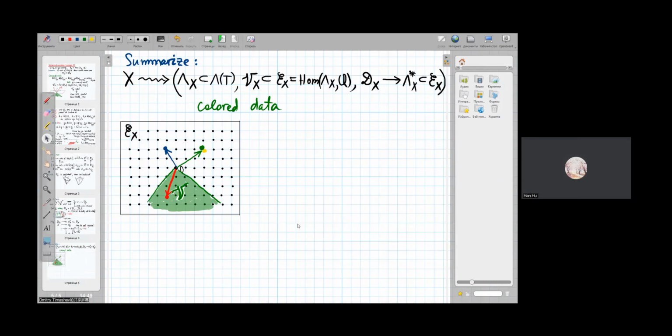I'm asking, so here X is a spherical G variety, right? With a G action. Yes, sure. So if we want to determine the birational class of X, we must know its color data, right?